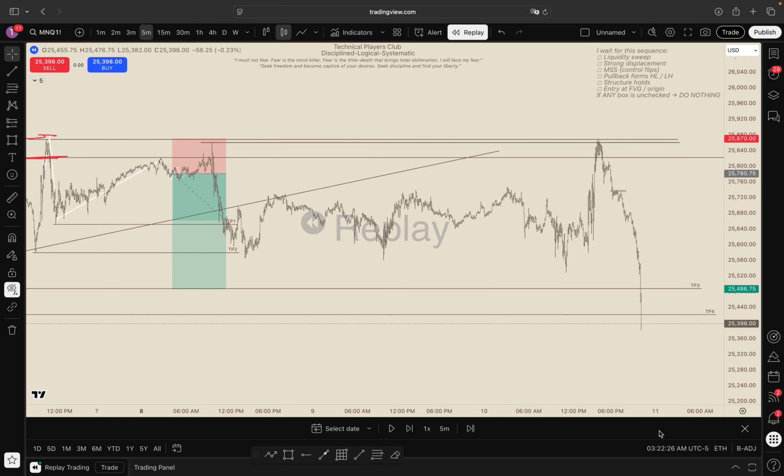We have number 3, the market structure shift, control flips, right? This is also the pullback. So we have 3, we have 4 right there. Structure holds, boom, pushes down, it holds. Entry at an FVG or origin. So let's just be strict with it. It's 1, 2, 3, 4, 5 structure holds. And we have 6, an entry at an FVG origin.